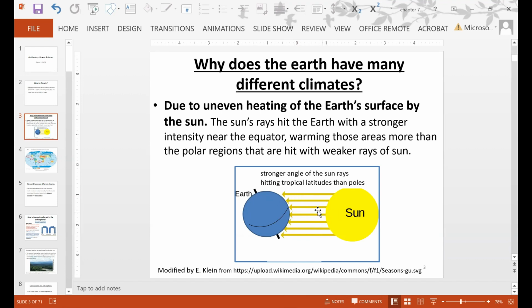Where the sun's rays hit at 90-degree angles, the sun's rays are stronger. Where the sun is hitting at a lower angle, see the angle here between the sunlight and the Earth, it's a smaller angle, whereas here it's about 90 degrees. So the smaller angle areas are going to be cooler, whereas here you have more intense sun. It's going to be hotter.